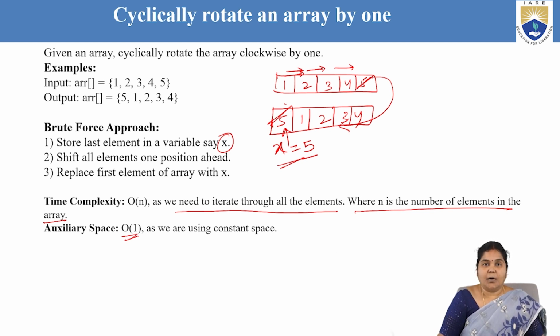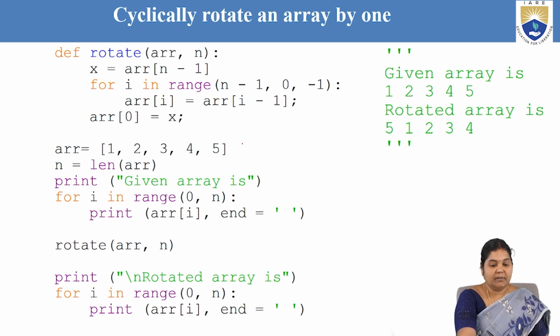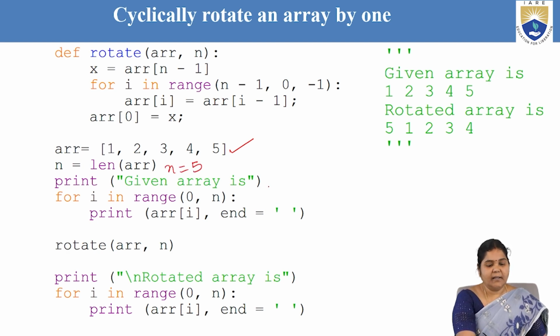Now let us see how to write down the code for this. First we will try to solve this problem using the brute force approach. Let us see the driver code. Initially, we have taken an array of 5 elements, 1, 2, 3, 4, 5. We find the length, n is equal to 5. And let us print the content of the array as it is. For I in range of 0 to n, print the content of I.